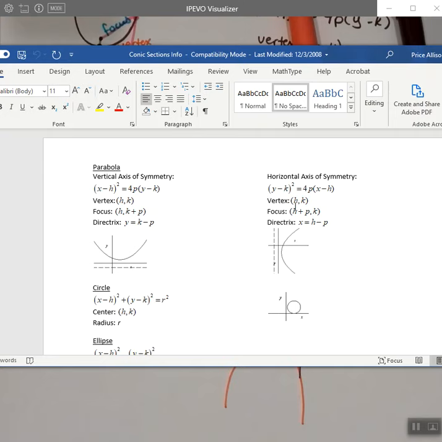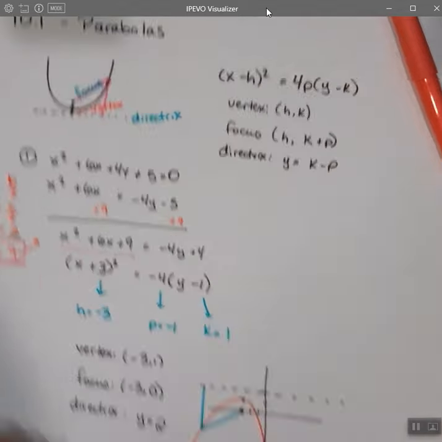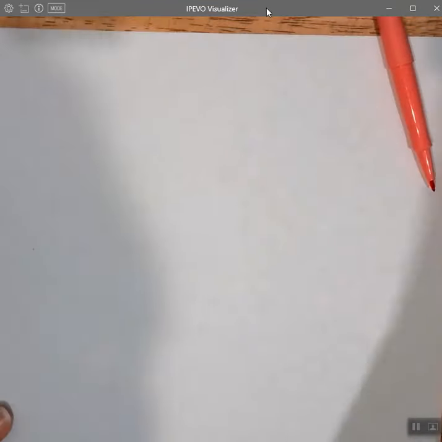Then your vertex is still h, k, and then your focus is going to be heading to the left or to the right. And so you're going to be adding p to the x coordinate instead of the y coordinate, and subtracting p from x instead of y, because your directrix is going to be vertical. But very, very similar process for horizontal, but we'll give one of those a try as well. All right, let's take a look at another example here.